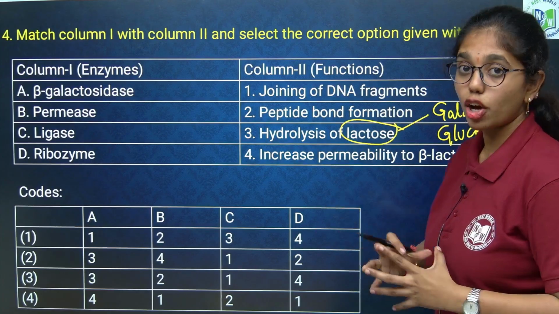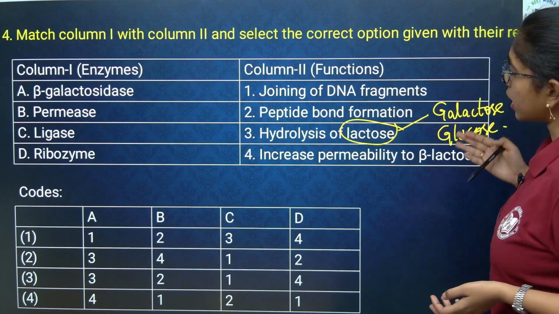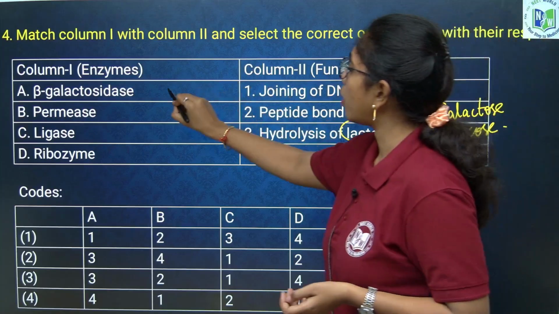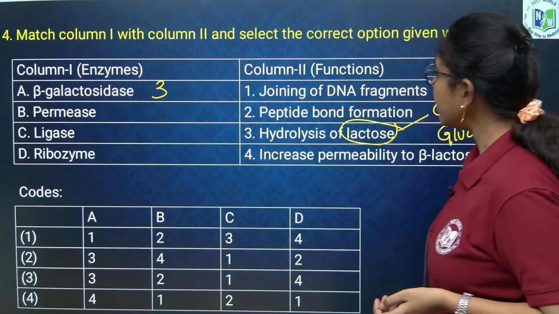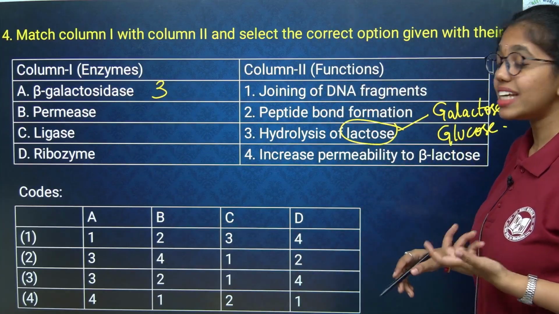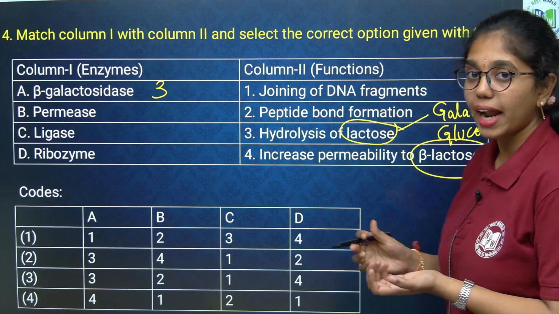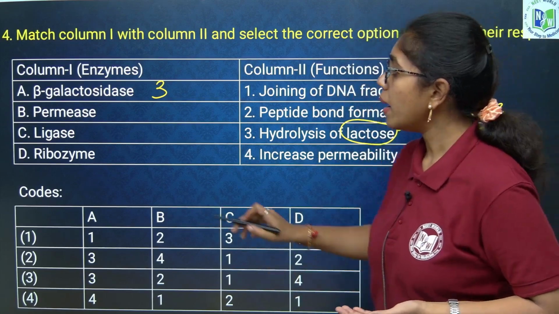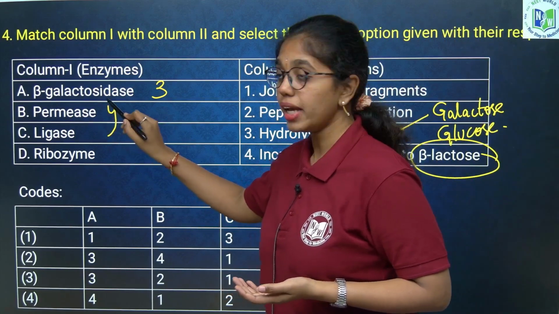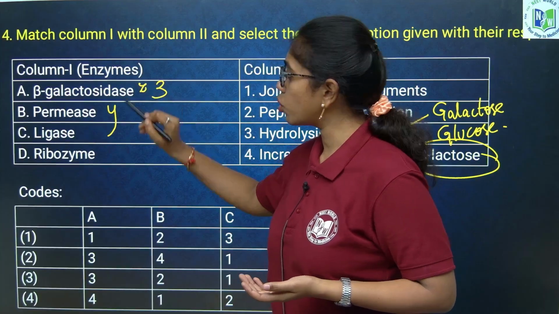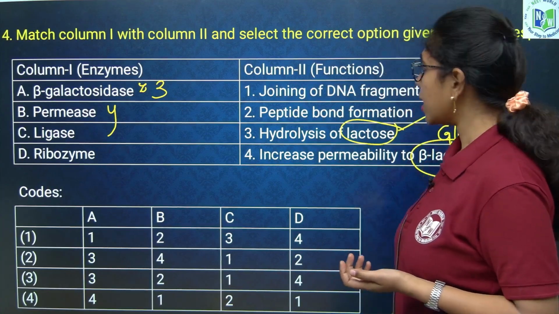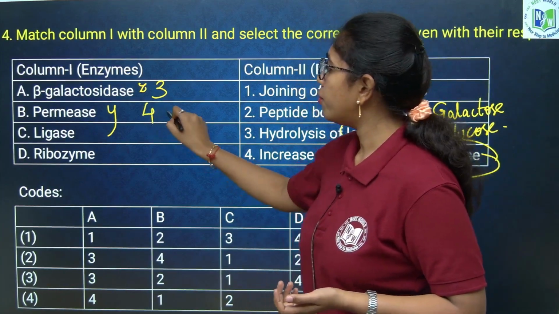Lactose is broken down, or hydrolyzed, into galactose and glucose. So, A is option 3. Next, permease. Permease will increase the permeability of beta lactose into the cell. Permease is coded by the gene Y. Beta galactosidase is coded by the gene Z. So, B is option 4.